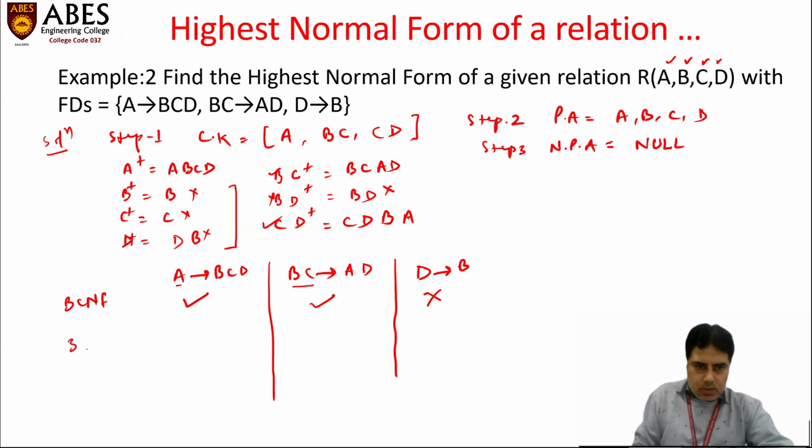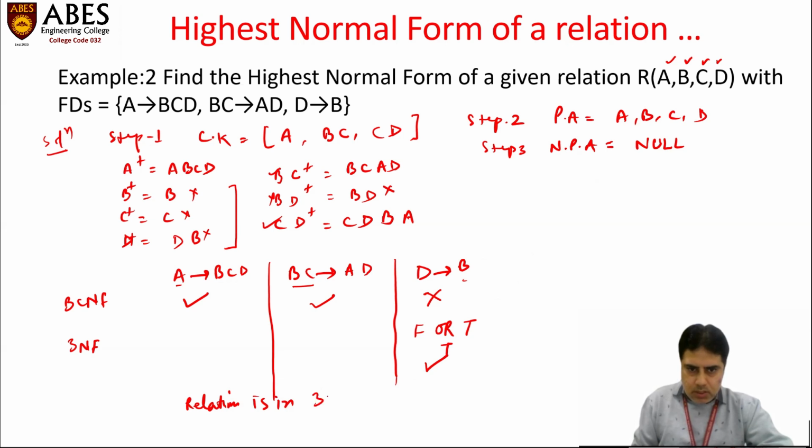Now check for 3NF, only for D determines B. 3NF says the left hand side should be a candidate key, which is false here, or the right hand side should be a prime attribute. B is a prime attribute, true. The outcome is true. So we can say that this functional dependency is in 3NF, and so the whole relation is in 3NF.